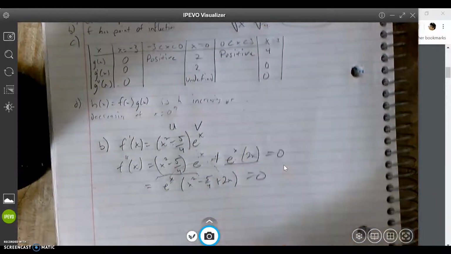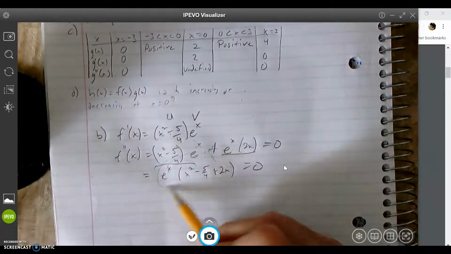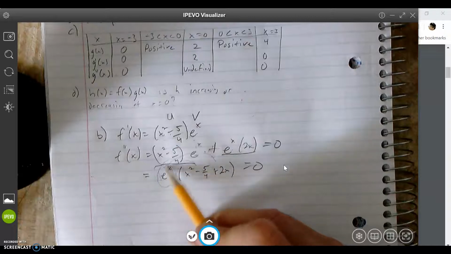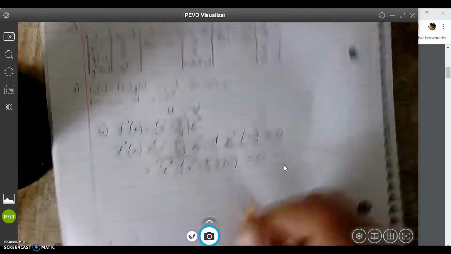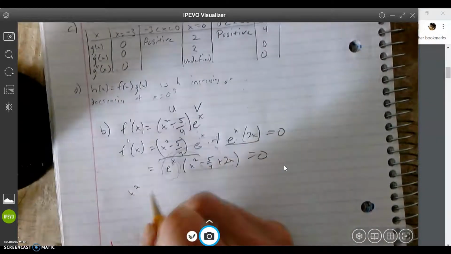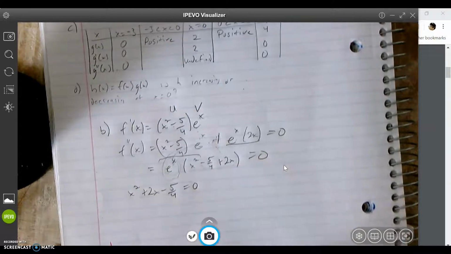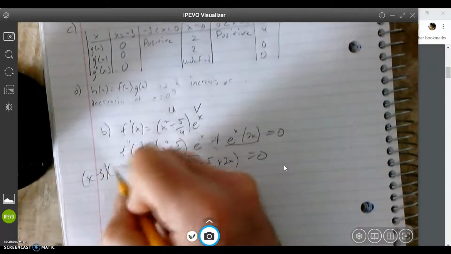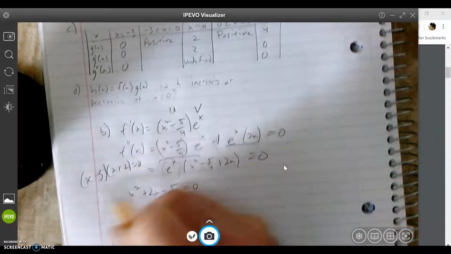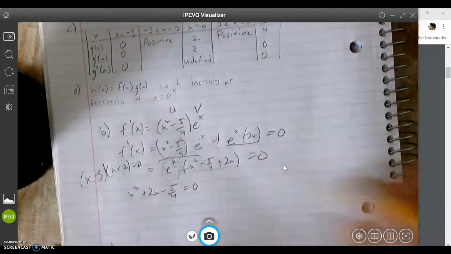So when does this equal 0? Just like before, with the zero product property, this is always going to be positive. So I can't set this equal to 0, but I can set this equal to 0. So here's the tricky part. I got x squared plus 2x minus 5 over 4 equals 0. So this is just like the product property. Like if I had x minus 3 times x plus 2 equals 0, I set this and this equal to 0. This is very basic. I'm doing the same thing right here. It just looks more complicated.